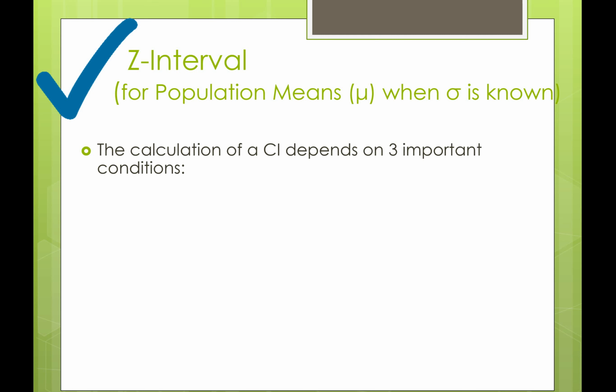We're going to discuss how to make them and what conditions and steps you need to follow in order to completely answer a question about Z-intervals. This one is just Z-intervals for means. That's when we know the population standard deviation. When we don't know the population standard deviation, there's another interval we're going to use, which is in the next video. When you're going to do a Z-interval, you have to check three conditions.